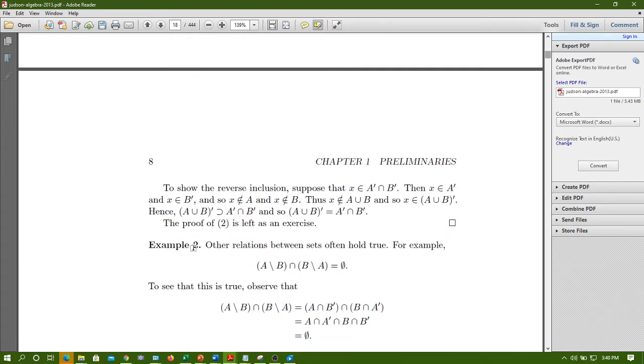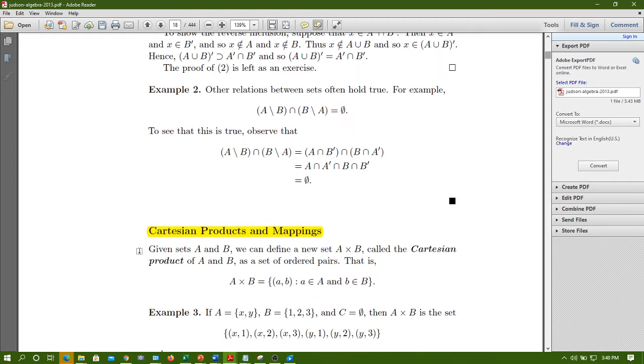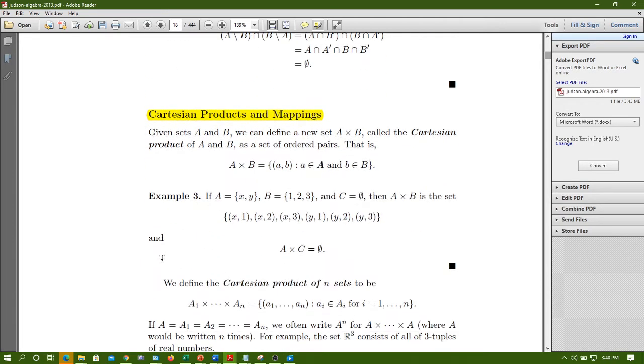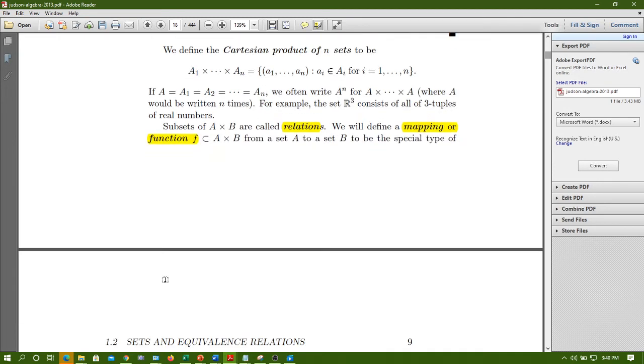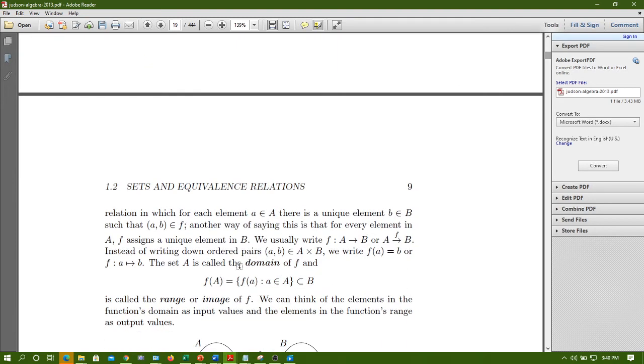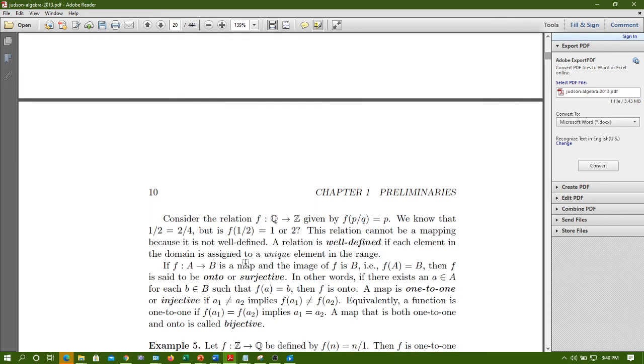And then example 2, Cartesian products and mappings. We have also discussed that. Cartesian product A cross B. And then relations, mapping or function f, domain, and then range or image. What else? Here's an example.